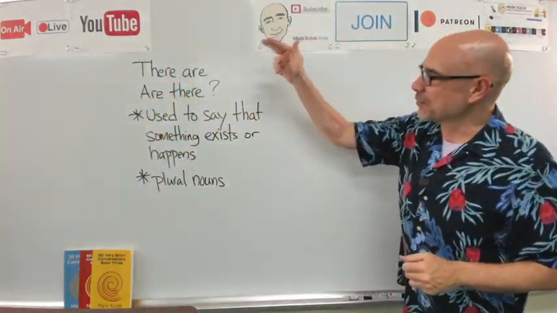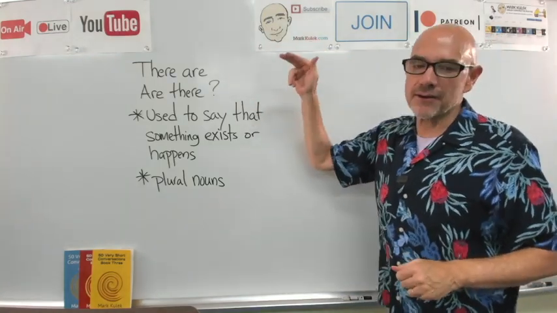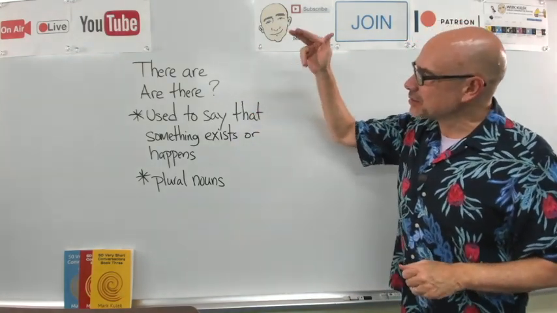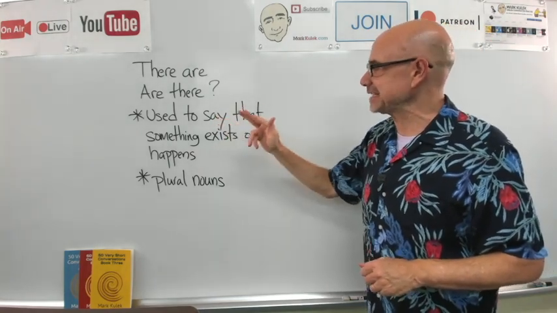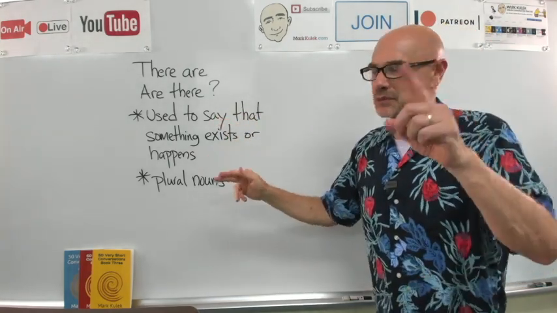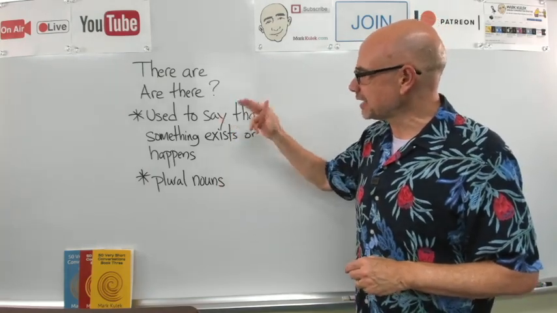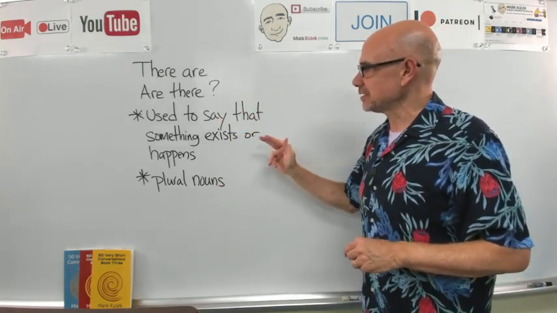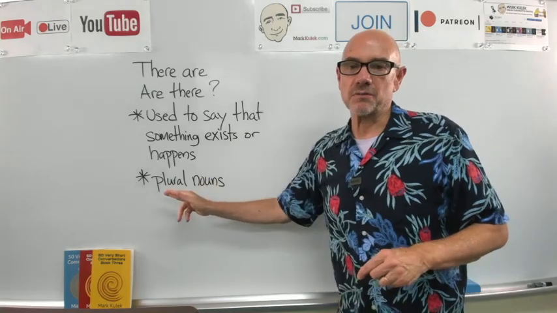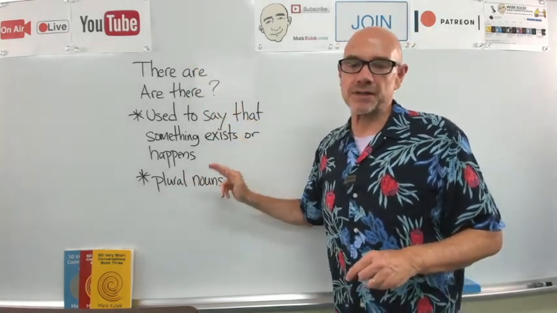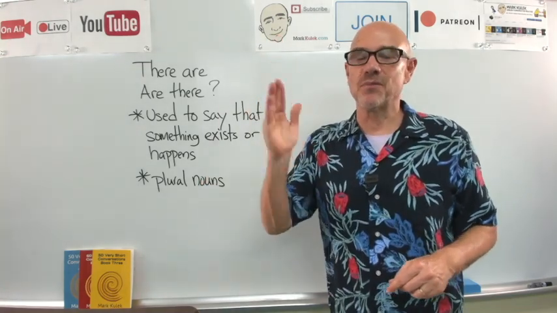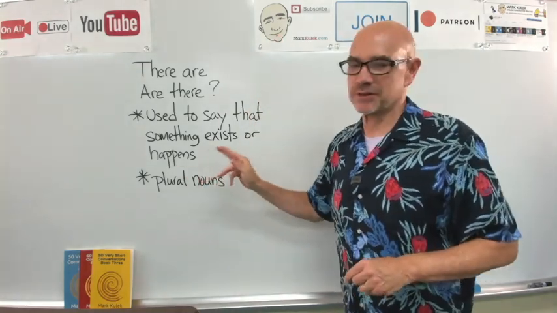Today's topic is there are, are there. We use there are, are there to say that something exists or happens. Also, we use are there with plural nouns. That means more than one.